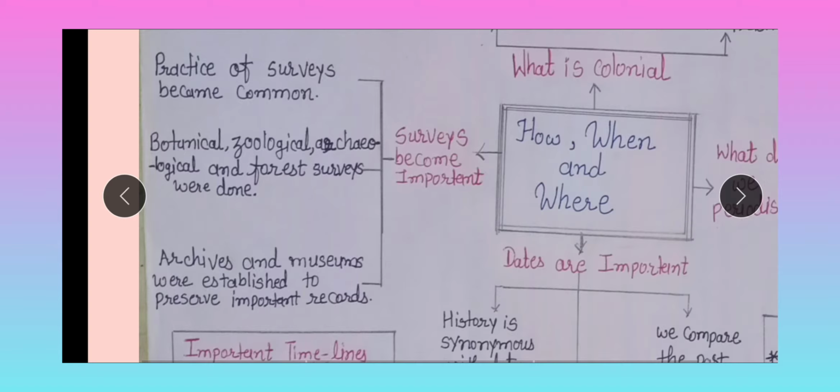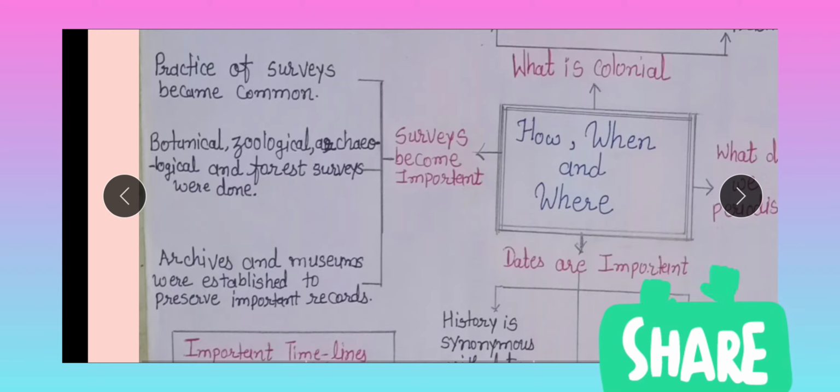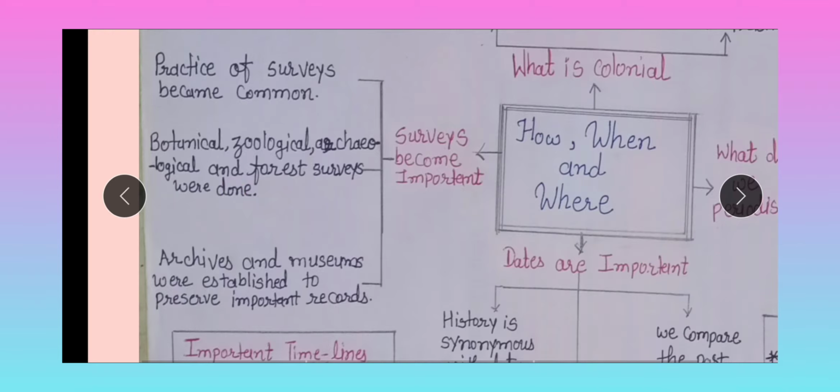First point, the practice of survey became common. Whatever work people were starting, the first thing they did was to survey that project. Next, botanical, zoological, archaeological and forest surveys were done. So in many areas people started to do surveys.